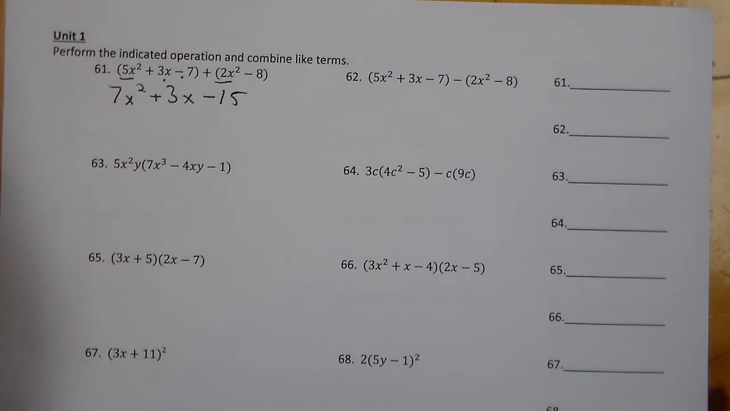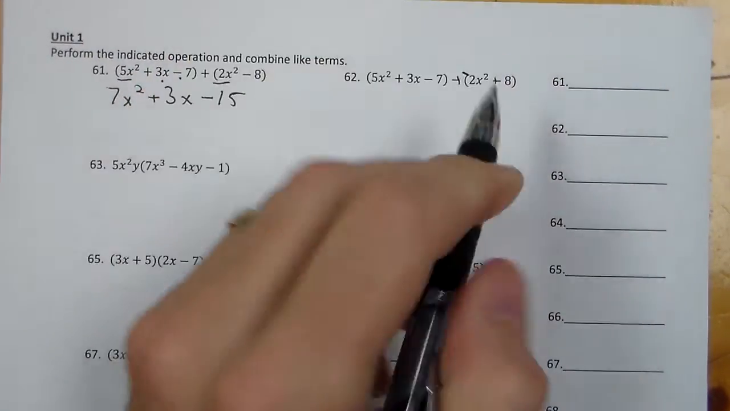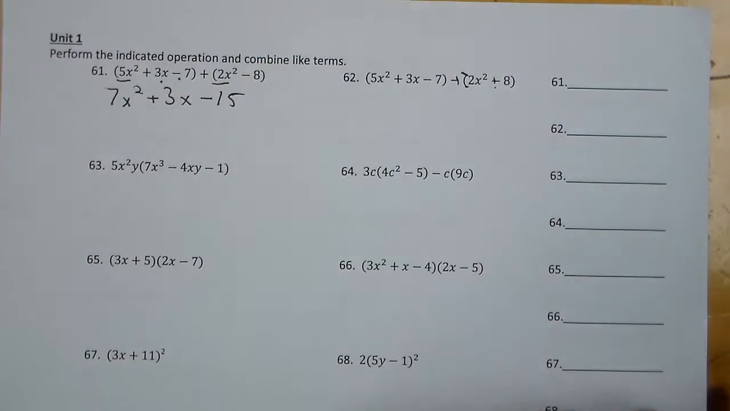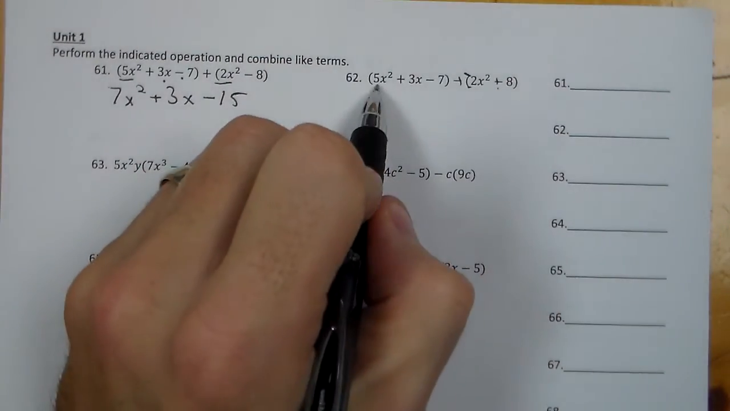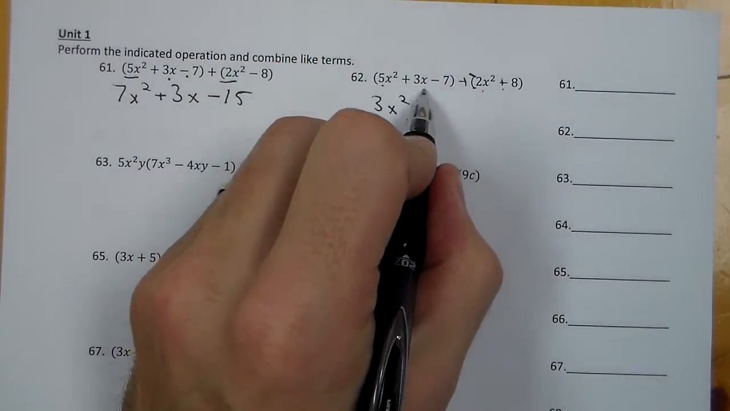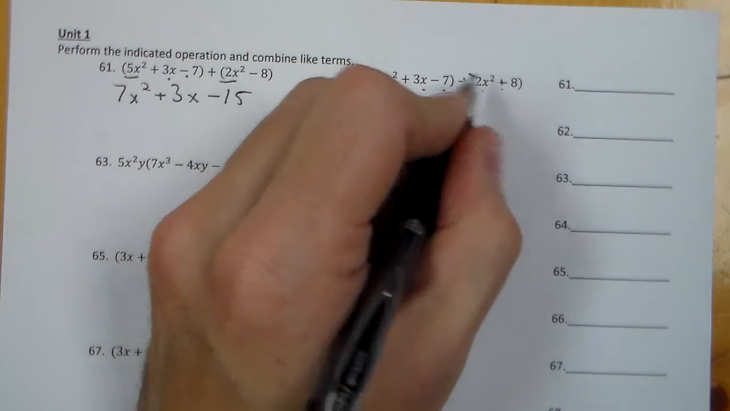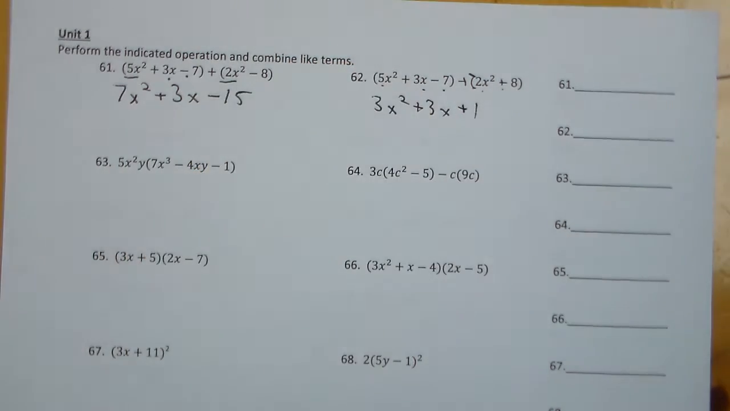For 62, it's the same idea, but now it's subtraction. We need to make sure we change the signs here on both of those. So it's now a negative 2x squared and a positive 8. I have 5x squared minus 2x squared is 3x squared. 3x again is by itself, so plus 3x. Negative 7, positive 8 is positive 1.